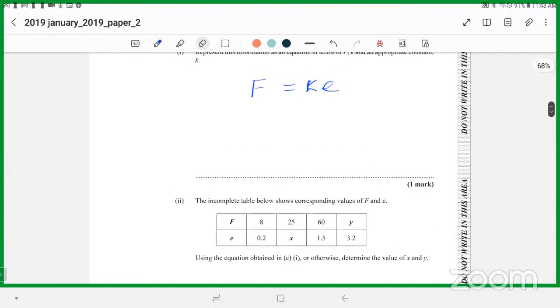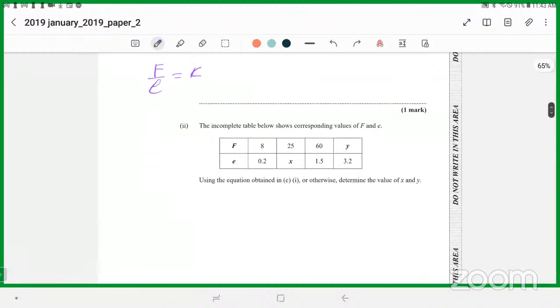So based on this relationship, if I divide by the E, let me just write it down here, if I divide by the E and make K the subject, then F over E is equal to the constant. It means that the F over E is always constant. The F over E is a constant all the time. So we can start that way. Watch this now. The constant is always equal to the force over the extension.